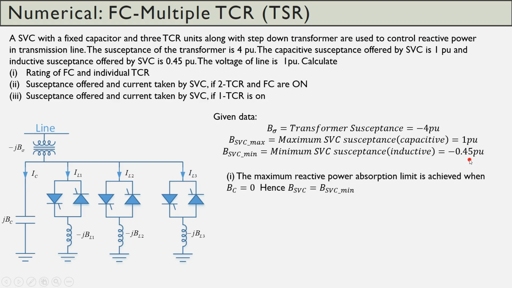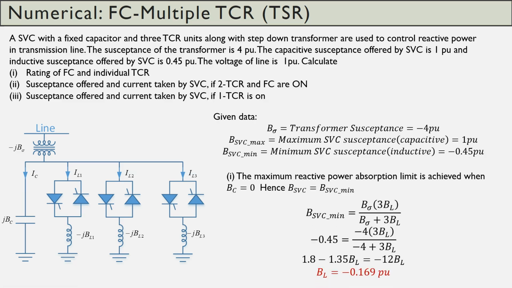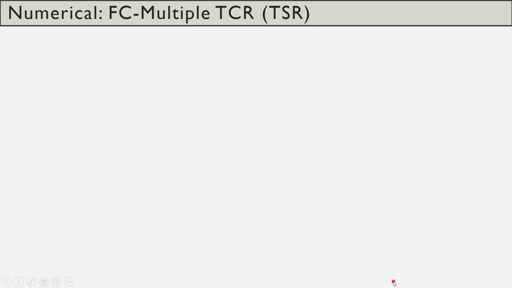The maximum reactive power absorption limit is achieved when BC is equal to 0. So BSVC minimum is equal to B sigma into 3BL. Why am I taking the 3BL? Because there are 3 TCR connected here. So it is B sigma into 3BL upon B sigma plus 3BL. If you substitute the value of BSVC minimum as minus 0.45 and B sigma as minus 4, you will get this equation. After solving this equation, BL is minus 0.169. It is observed that the susceptive rating of the individual TCR is minus 0.169 per unit.